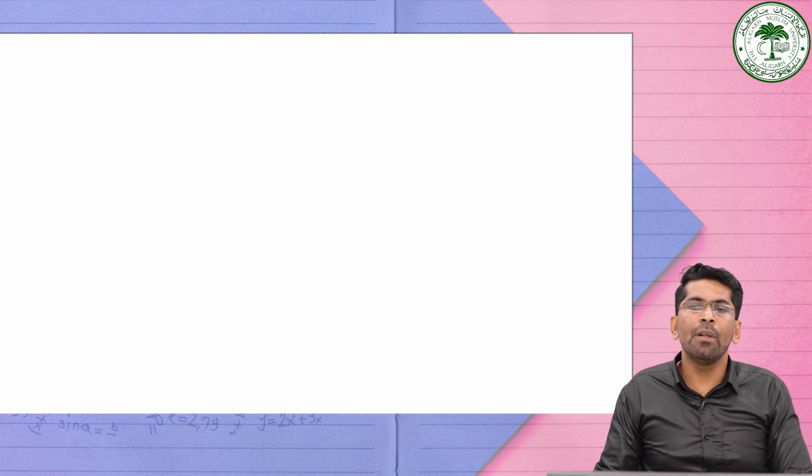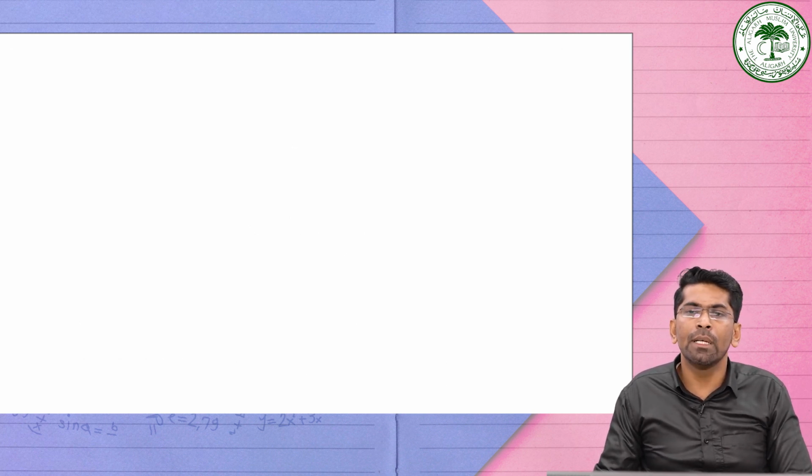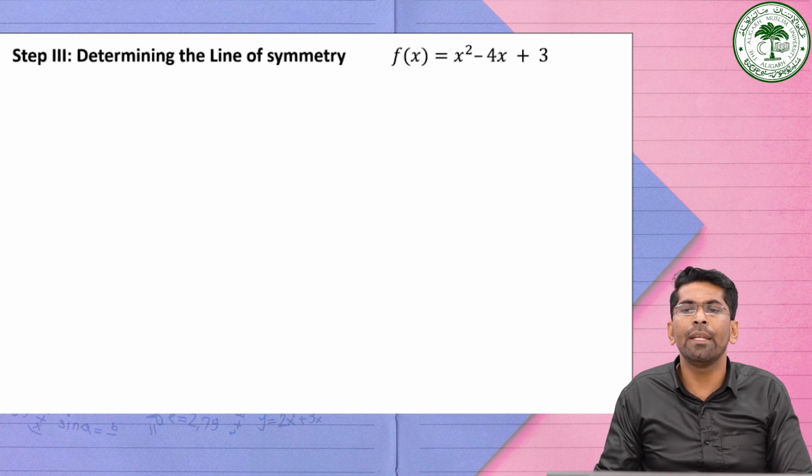Now, after finding the intercept terms, the next step is to determine the line of symmetry and the vertex point. See here, the line of symmetry can be determined using the x coordinate of the vertex with the given equation, that is x square minus 4x plus 3.